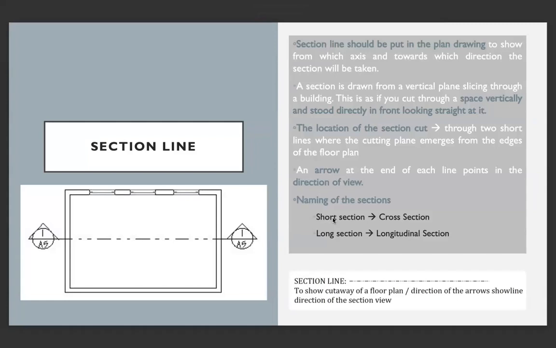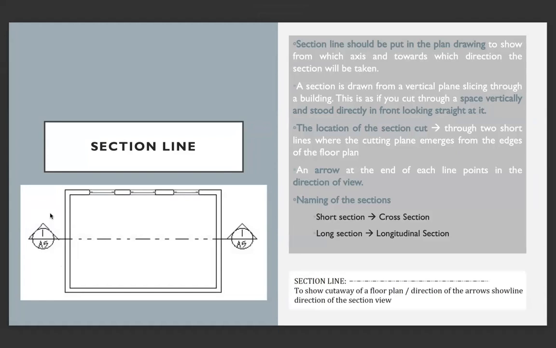What is a section line? A section line should be put in the plan drawing to show from which axis and towards which direction the section will be taken. So here we have a section line and the triangles show us the direction that we are looking at. A section is drawn from a vertical plane slicing through a building.